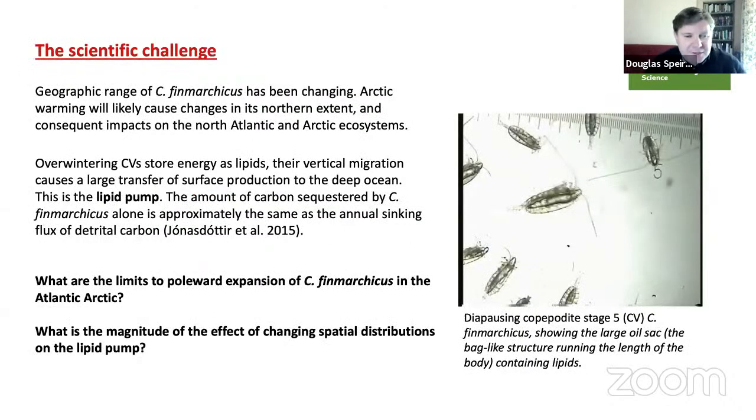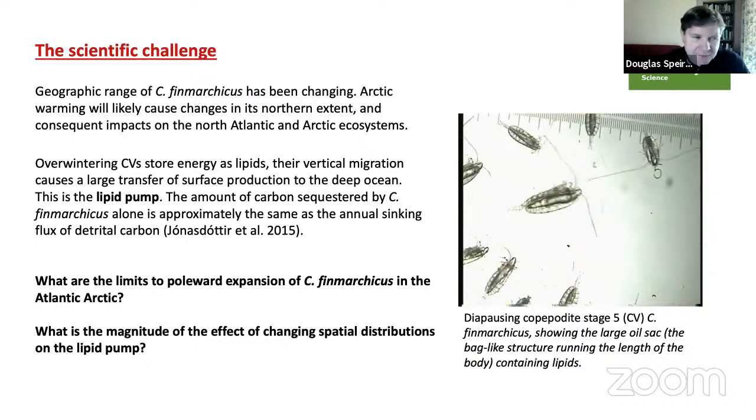So the scientific challenge, I'll say a bit more about how we model biology in a minute. The scientific challenge here is that the range of Calanus finmarchicus has been changing in time. In the Arctic in particular, there are very rapid climate change effects that are thought to cause changes in the northern extent of this species, and therefore impacts on the ecosystems there.